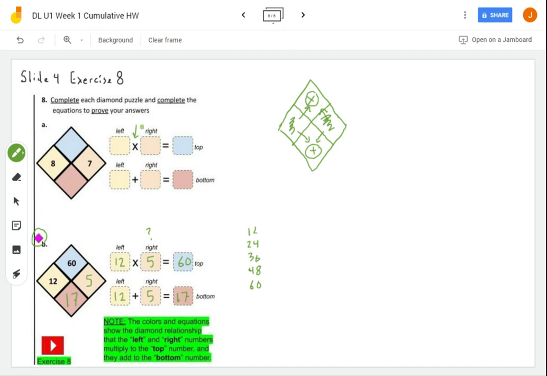Later on, you're going to see that this x is replaced with a dot, which also means multiplication. And you also might see that this has a minus sign instead of a plus sign. So those are some options for what the diamond can look like in the future, that they'll switch it into a dot but it still means multiplication, or they might even switch this into a subtraction problem instead. So look out for those.